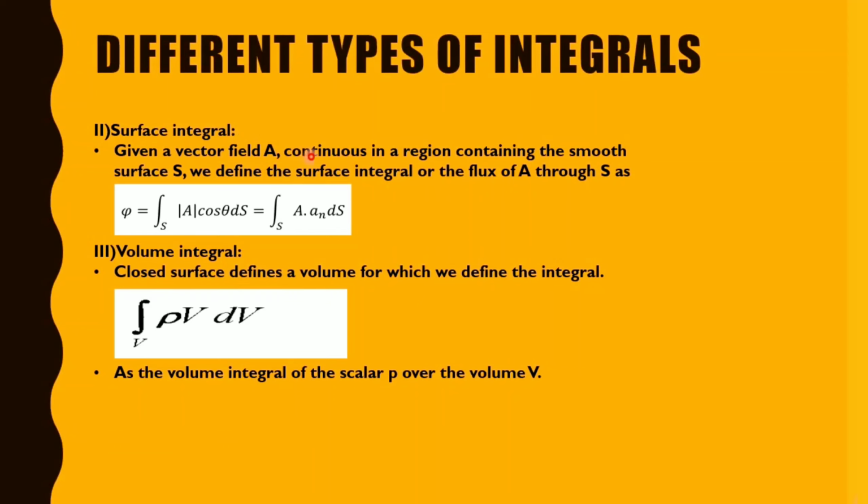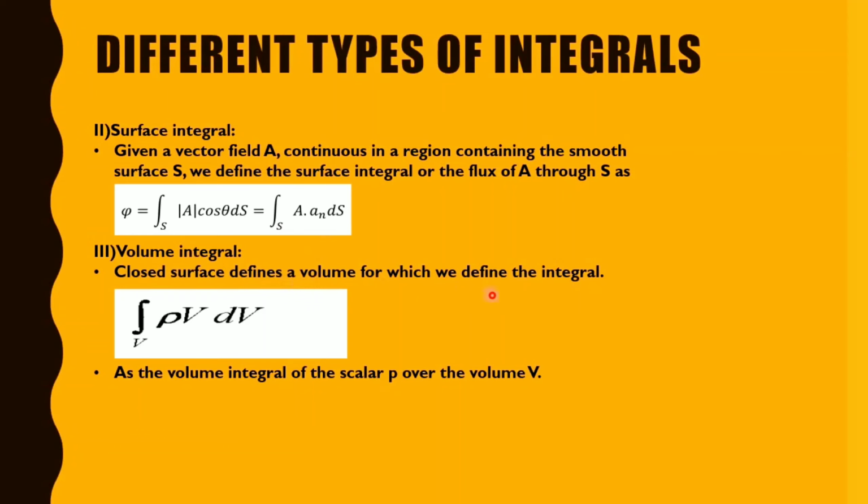Given a vector field A continuous in a region containing the smooth surface S, we define the surface integral or the flux of A through S. So the surface integral psi is equal to the integration over the surface S. So it is dS here, and it will be the dot product. As it is here the magnitude of A cos theta, so A dot n dS, this will be a surface integral. And the volume integral: the closed surface defines a volume for which we define the integral.